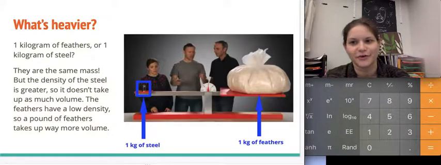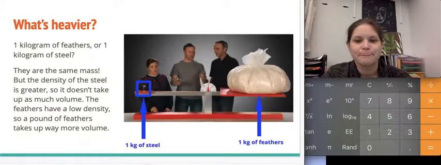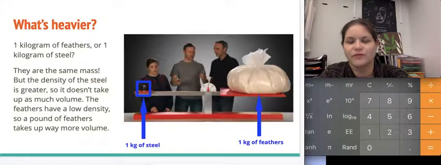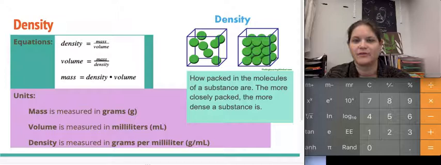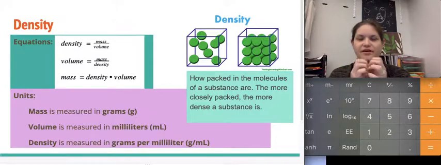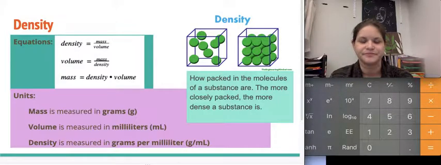You've probably heard this before, that 1 kilogram of steel and 1 kilogram of feathers have the same weight or the same mass, but because steel is way denser, it's going to take up way less space. The feathers take up way more volume than the steel. So that is what we're talking about when we talk about density. It's how packed the molecules of a substance are. The more closely packed those molecules are, the more dense that substance is.